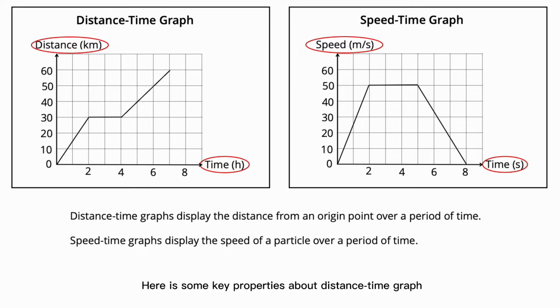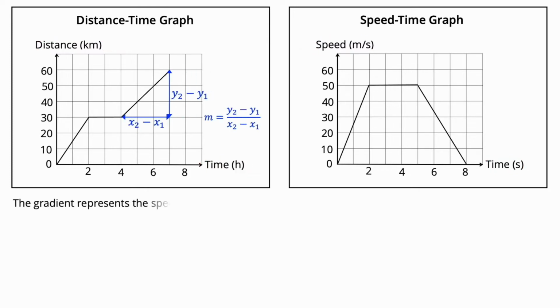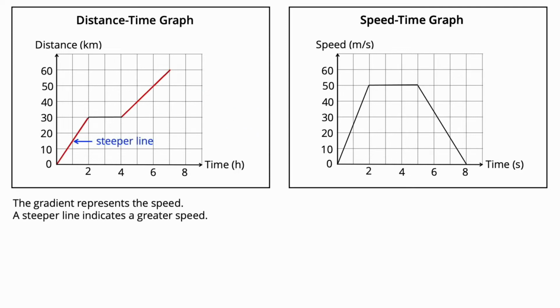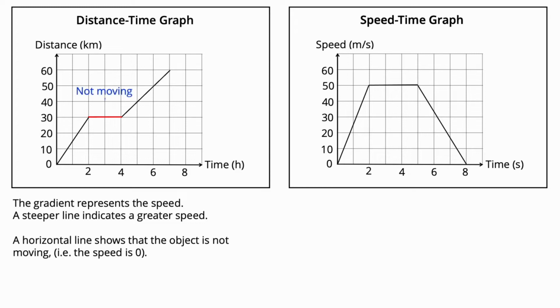Here are some key properties about distance time graph. The gradient represents the speed. A steeper line indicates a greater speed. A horizontal line shows that the object is not moving, that is, the speed is zero.